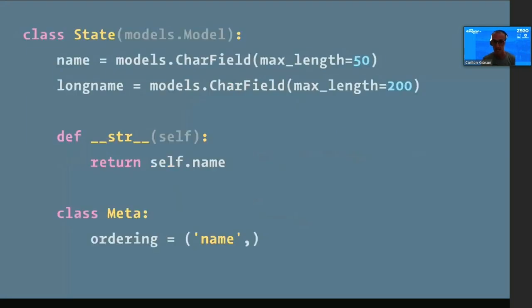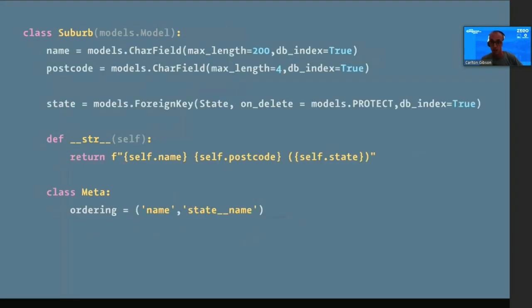First of all, we have states, Australian states. We have a state model, Queensland, New South Wales, and so on. We've got a name, which is like QLD or NSW, a long name, which is the full name, Queensland, and then a couple of other properties. Then we have a suburb. The suburb is just a name and a postcode, and then a foreign key to the state. Now, the first thing here is that there are 17,000 of these suburbs.